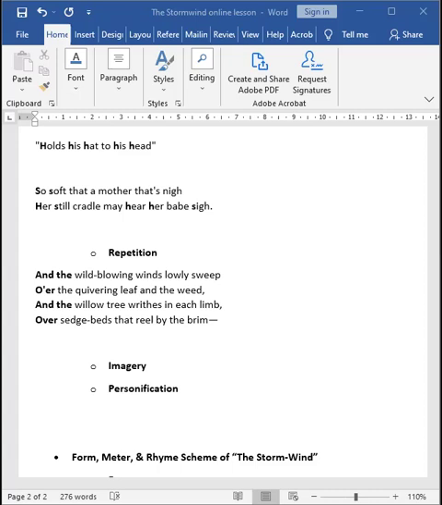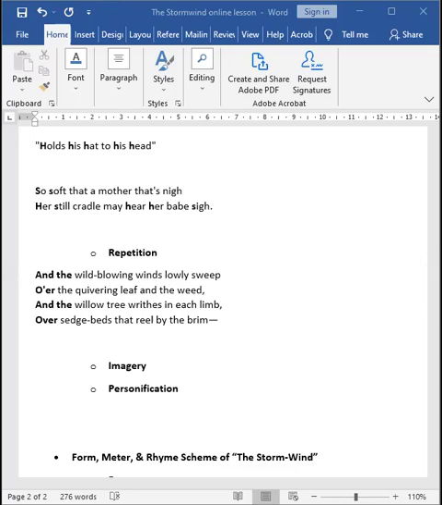And look at the structure. And the wind blowing wind slowly sweep. Let's compare it with the structure of the second stanza. And the willow tree rides in each limb. Same structure. Over the quivering leaf and the weed. Look at the second one. Over sedge beds that reel by the brim.